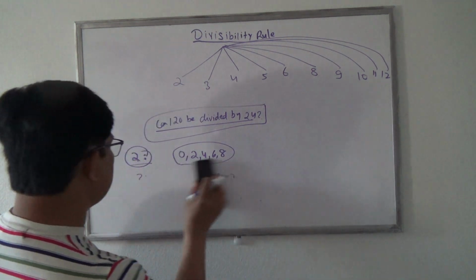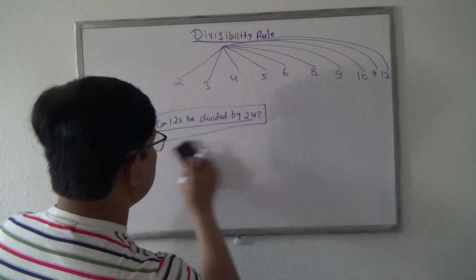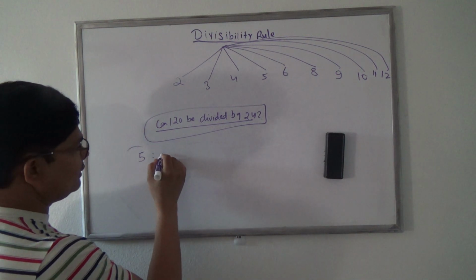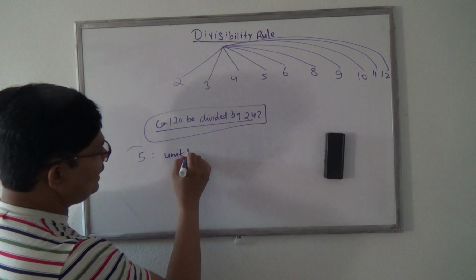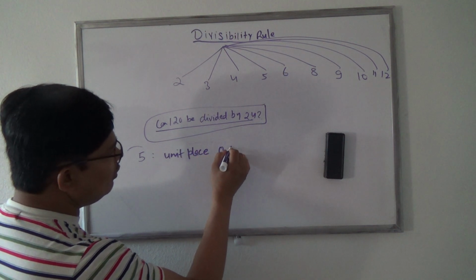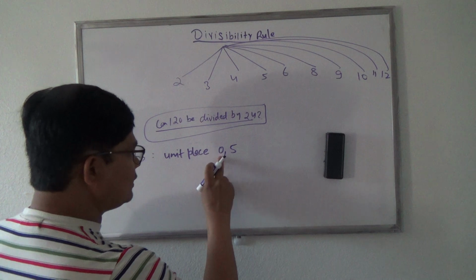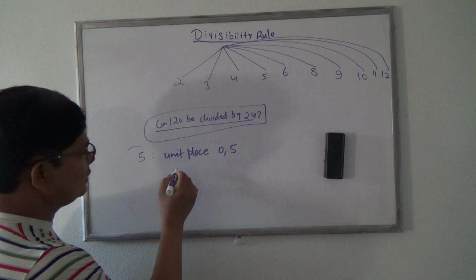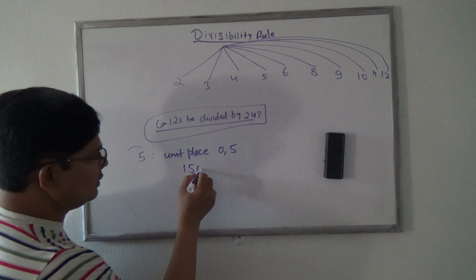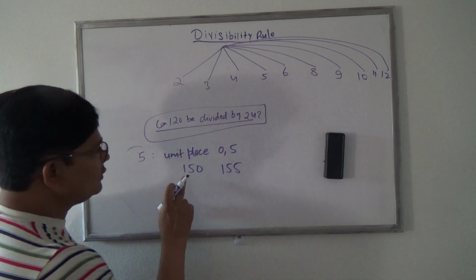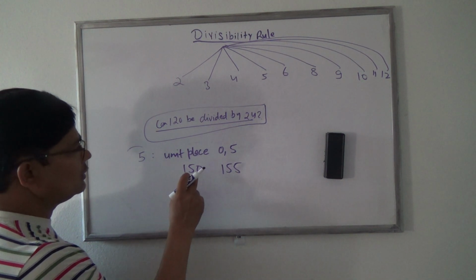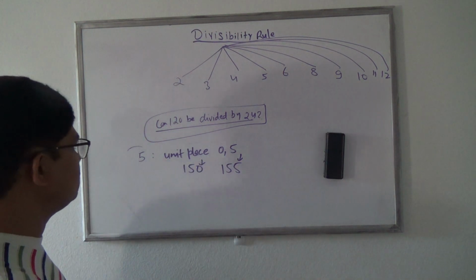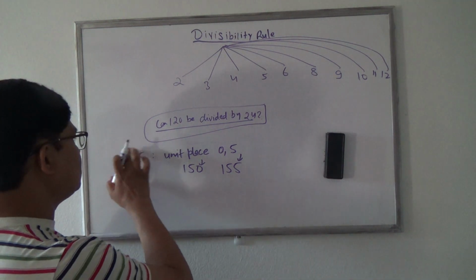Now let's move to 5. 5 is very simple. You have to look at the unit place again. The unit place should have 0 or 5. If it has 0 or 5, you are sure that number can be divided by 5. Let's take an example, 150 or 155. These two numbers can be divided by 5 because the unit place has 0 and 5. So 5 is very easy.